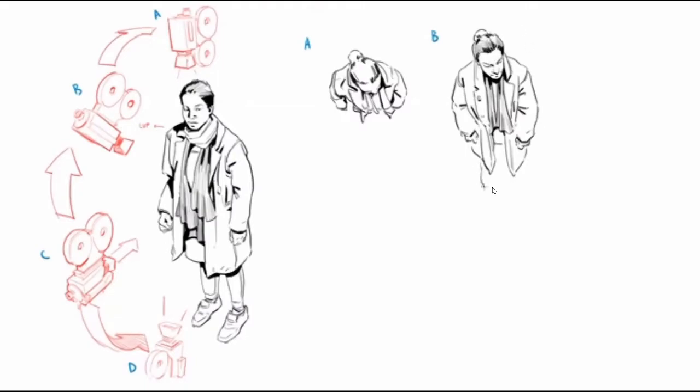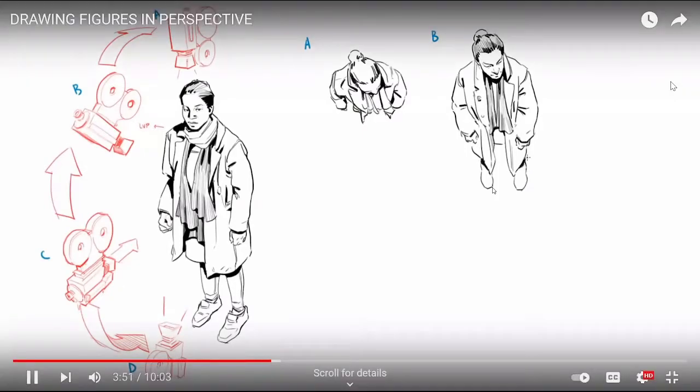But again, since we're still above looking down, there will be some foreshortening and overlap of the jacket onto the shoes below.